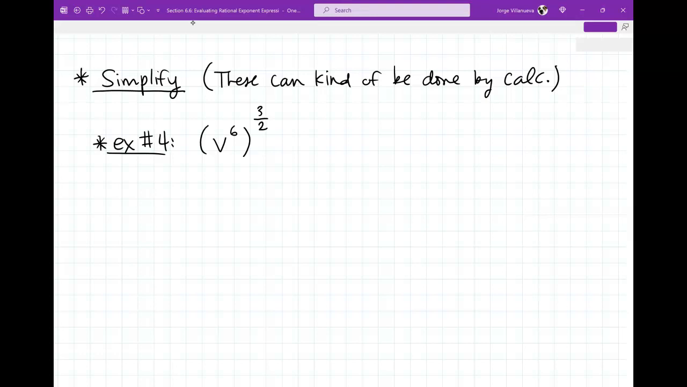A power to a power. What happens with a power to a power? They got to multiply them. So look what I'm going to do. I'm going to write v to the 6 times 3 halves. Well, what's v to the 6 times 3 halves? So I'm just going to put 6 times 3 halves. What do I get?